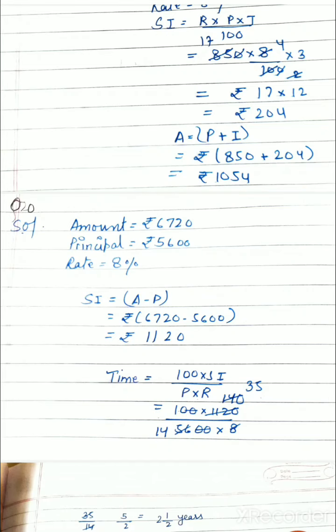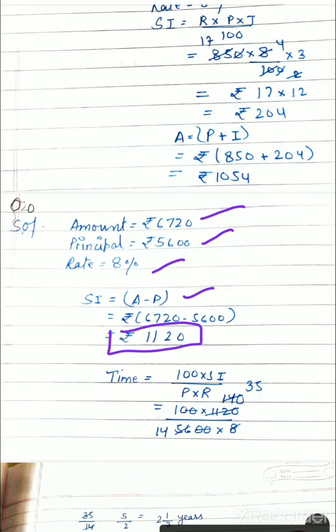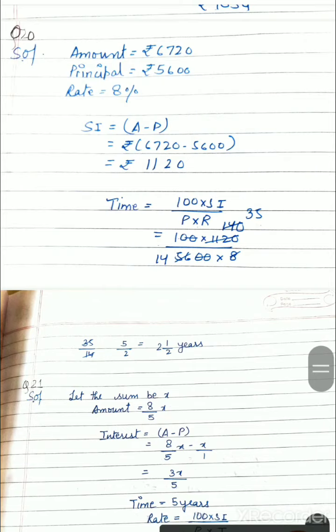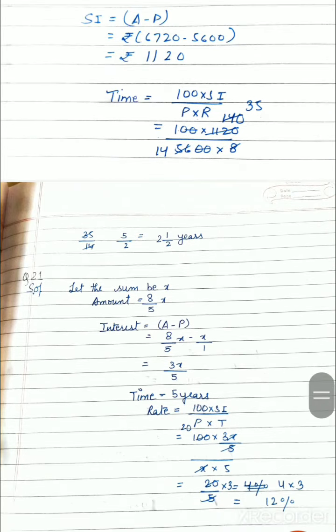Question number 20. Question number 20 is simple. You are given amount, principal and rate of interest. We have to calculate time. For calculating time, we require simple interest, so we can calculate amount minus principal, and we will get 1120. Now, simply we can use the formula 100 into SI upon P into R. We will get the time as 2.5 years. Clear?